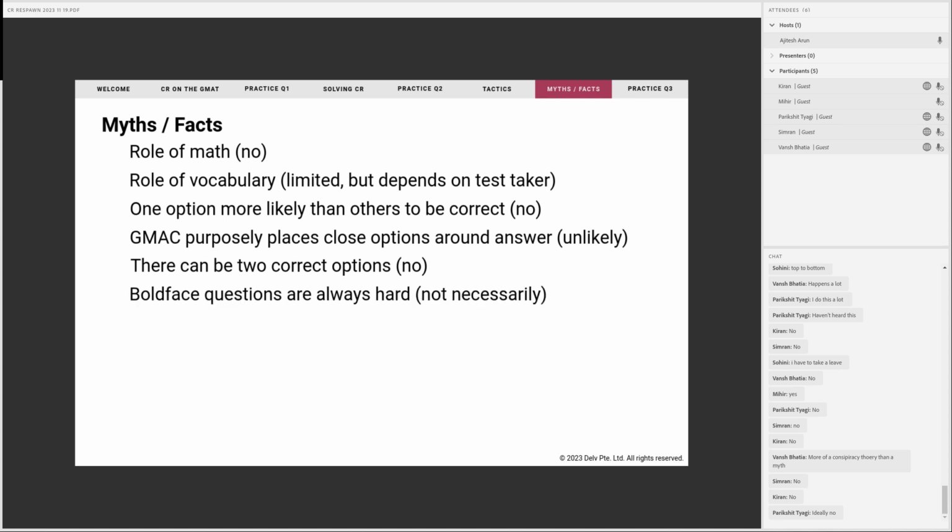The final one we'll take is some people think that boldface questions are always hard, like high difficulty questions. This is not necessarily true. You can have easy boldface questions, you can have medium difficulty boldface questions, and you can have high difficulty boldface questions. So all of those possibilities exist.